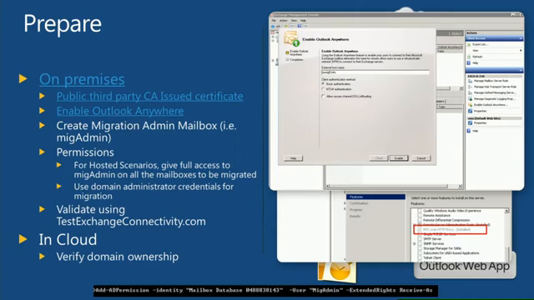And then finally, in the cloud, you need to verify that you own the domains that you're intending to move to Office 365. So if you have users that have an @contoso.com email address, you need to have registered contoso.com with Office 365 and created DNS records with the tokens to prove to us that you own it.